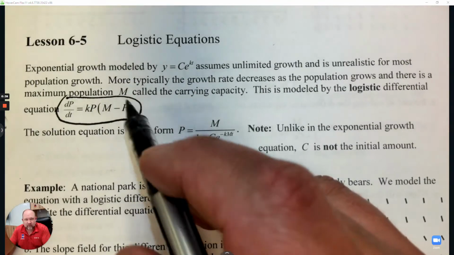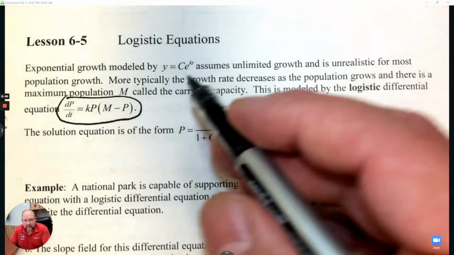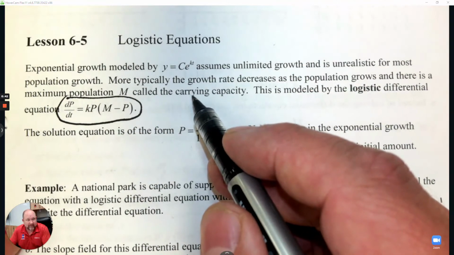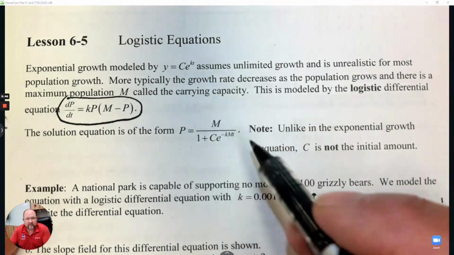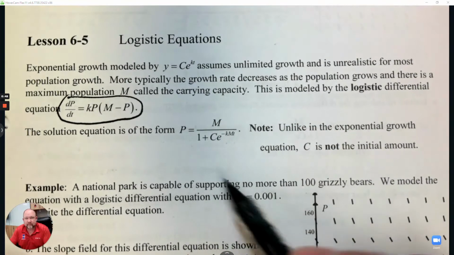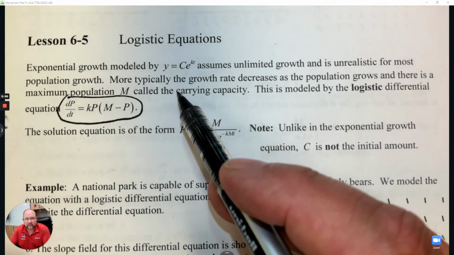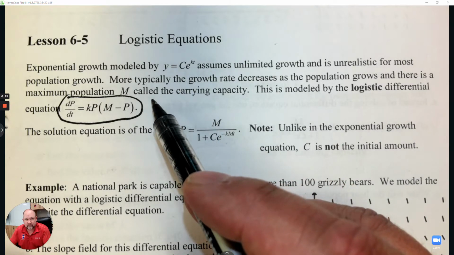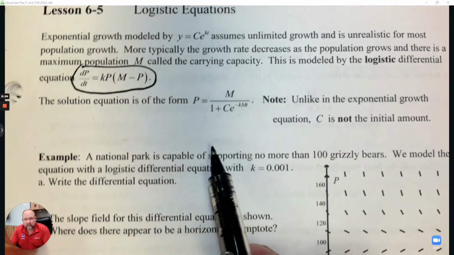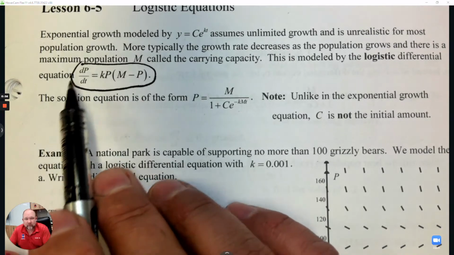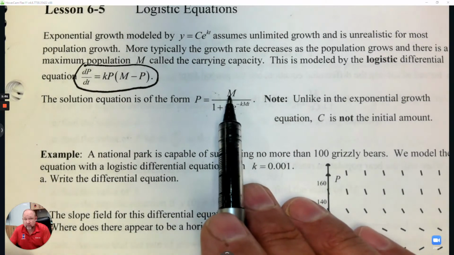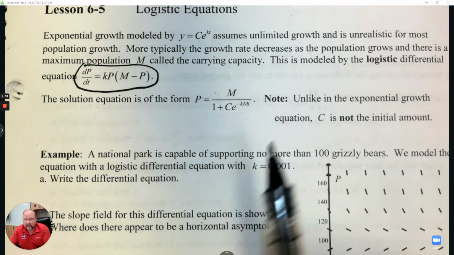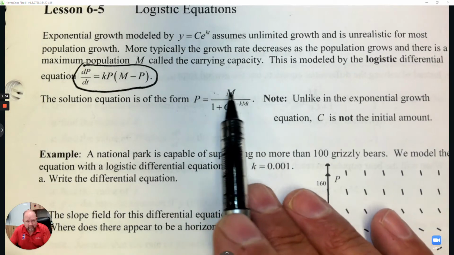And so in this situation, M is the maximum amount or the carrying capacity, and k is the rate that it's growing at. All right, so the solution to this equation is in this form, where the numerator tells you the maximum population or whatever it is. That's the highest amount it could be.